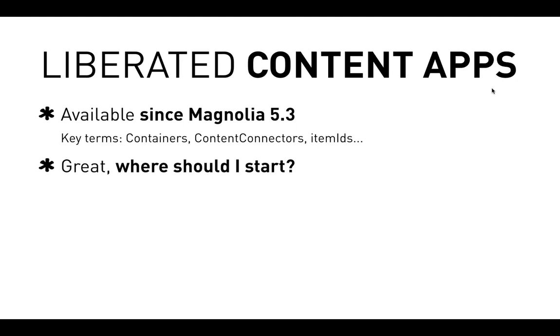So we have these liberated content apps since Magnolia 5.3. From the technical perspective, some key terms are containers, content connectors, or item IDs. There are several key concepts that are from both Vaadin and Magnolia. We've heard some feedback from people who were seeking a little bit of guidance because it's not necessarily easy. But we mentioned these terms, we are used to them. And it's easier also if you're familiar with Vaadin, obviously, but some people wonder where should I start? So I'll try to answer that in this presentation today.